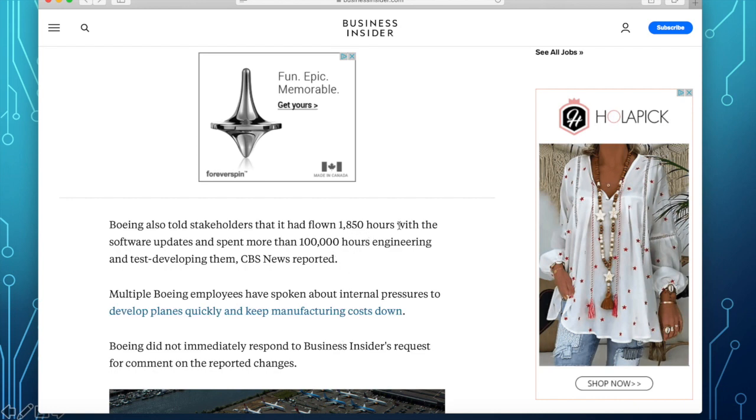And here is the number of hours spent with the update. They have flown the airplane 1,800 hours since the new software was installed, and they spent 100,000 hours testing and developing it. Do you know how much 100,000 hours is equivalent to in man hours of an engineer?